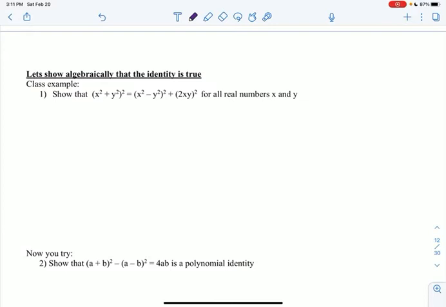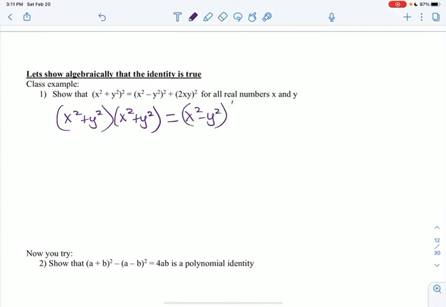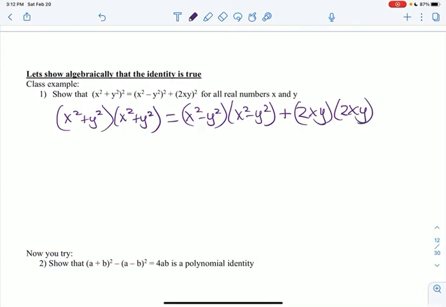So on the left, I have x squared plus y squared, squared. So that means I'm multiplying that by itself. And on the right, I have x squared minus y squared, squared. So again, I'm multiplying that by itself. And I also have 2xy, squared. So I'm multiplying that by itself. That won't be too bad, though, that part. All right, so there's a lot of multiplying, a lot to keep track of.